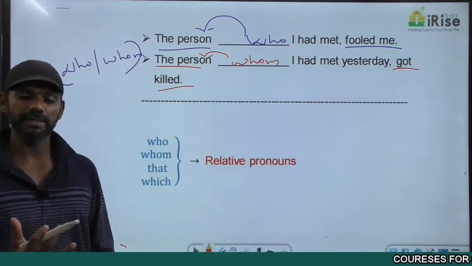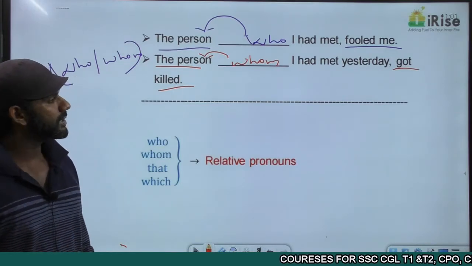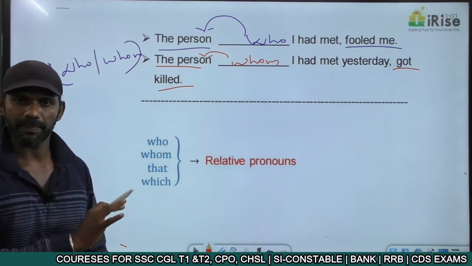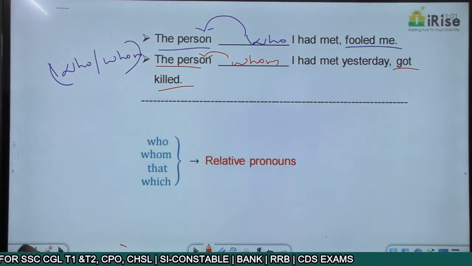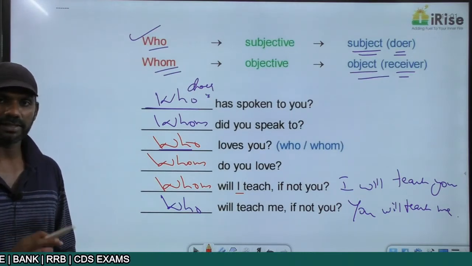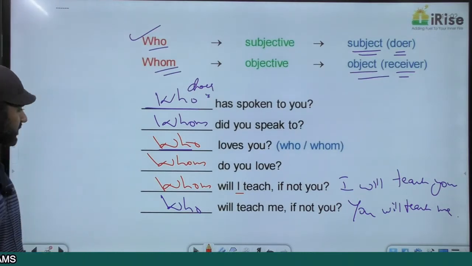So the meaning is the person got killed. The person got killed means the person received the action. Receiver means object. Object means it must be whom. Right? So this is about the usage of who and whom. Everything depends on your understanding of the sentence. Right?